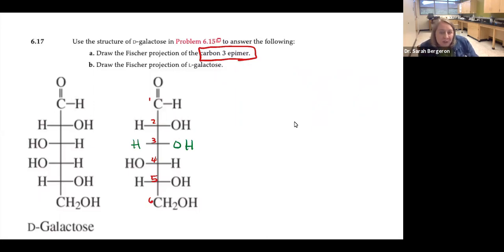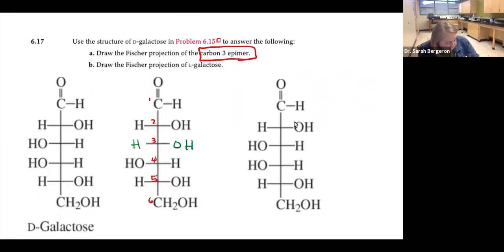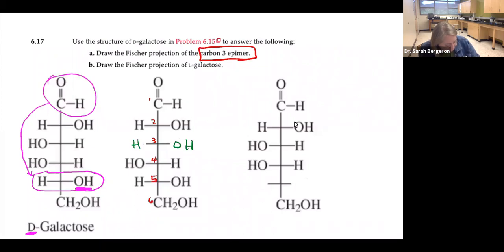Draw the Fischer projection of L-galactose. L-galactose. So if I want, this is D-galactose. So D-galactose, what do I know? I come down. I know that my last group, I should have my hydroxyl on the right. So all I need to do is go in and change that. I need to change, right? So that changes all of my other groups. So be careful that you don't just change that one carbon, you change all of the chiral carbons.